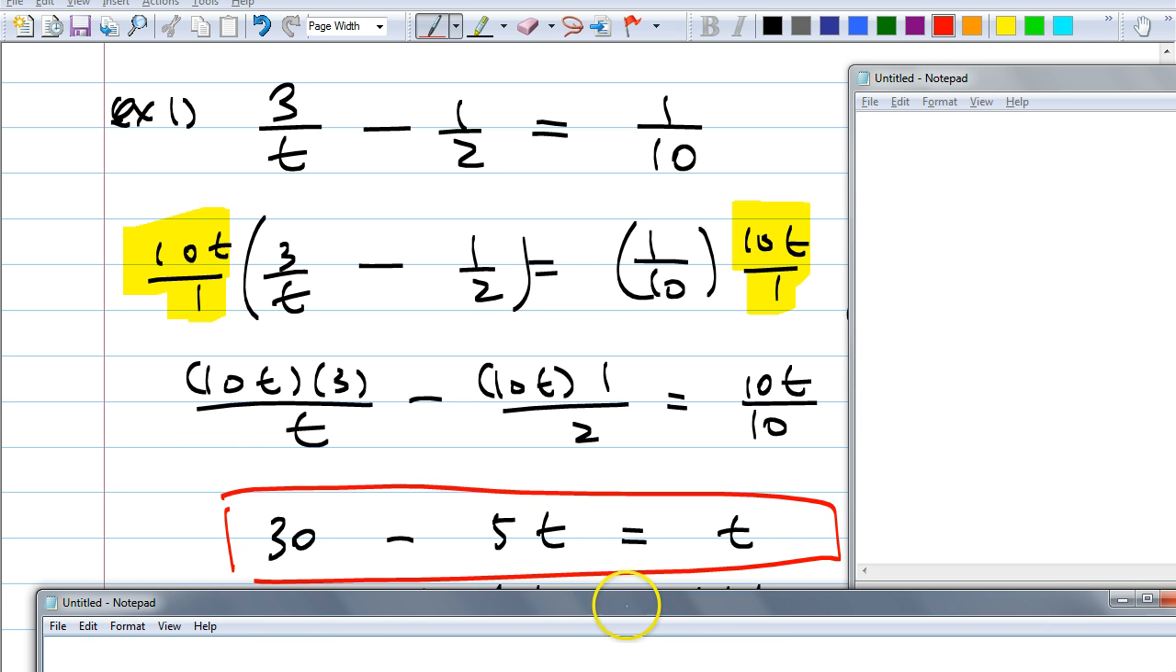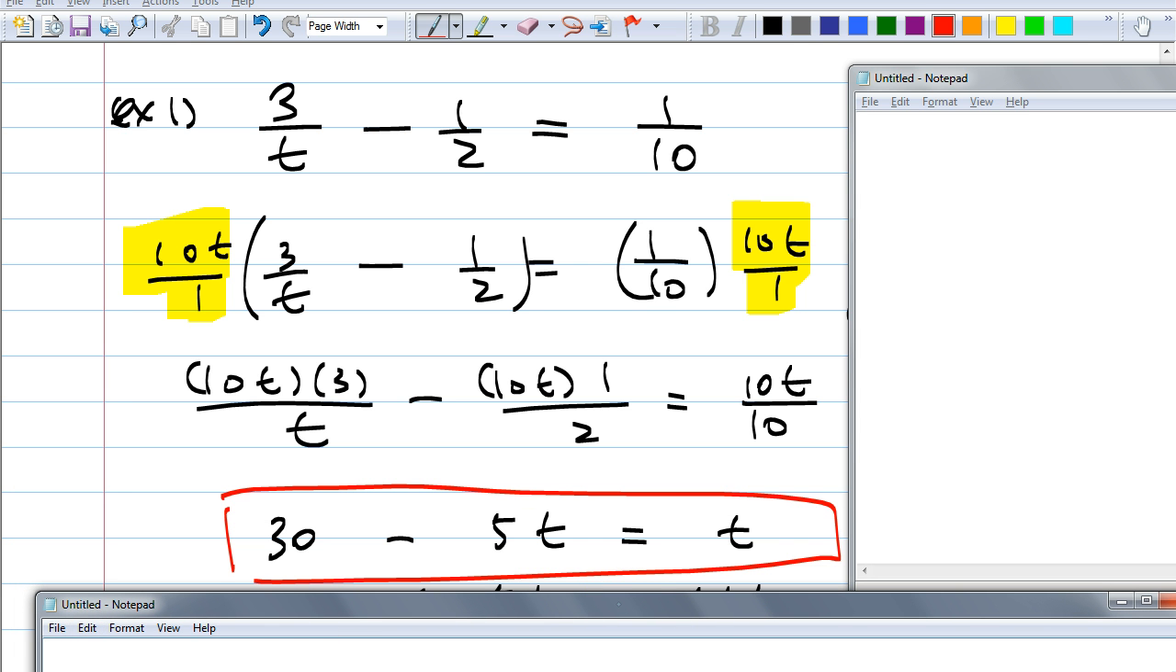Exactly right. You see how this whole equation, at first, looks kind of complicated. But once you multiply both sides by the LCD, we get an equation that we know how to solve easily, right? All we have to do is what, class? Add 5t to both sides, and we get what?